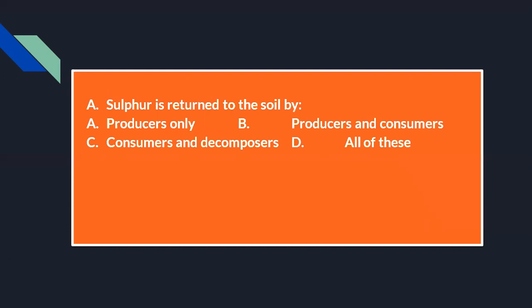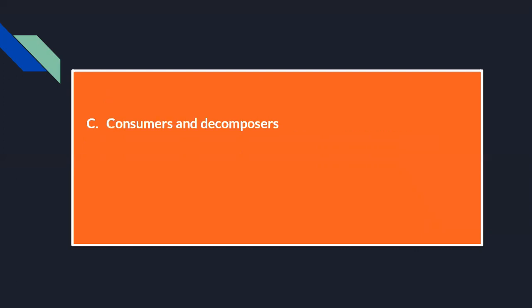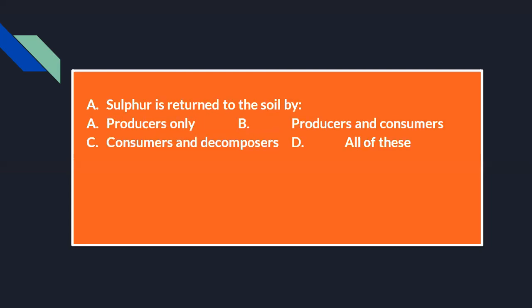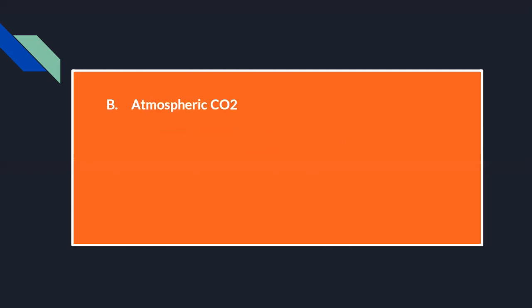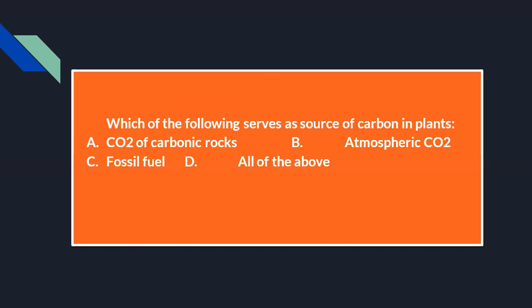Next, sulfur is returned to the soil by, by what does sulfur return to the soil? And the answer is consumers and decomposers. So C option is correct. Then next question, which of the following serves as source of carbon in plants? And out of the given options, option B, that is atmospheric carbon dioxide, will be correct. From where do plants actually collect the carbon they need? The answer is atmospheric carbon dioxide.